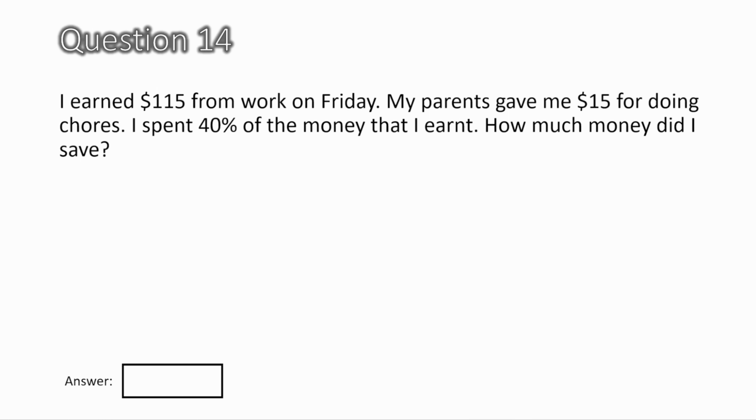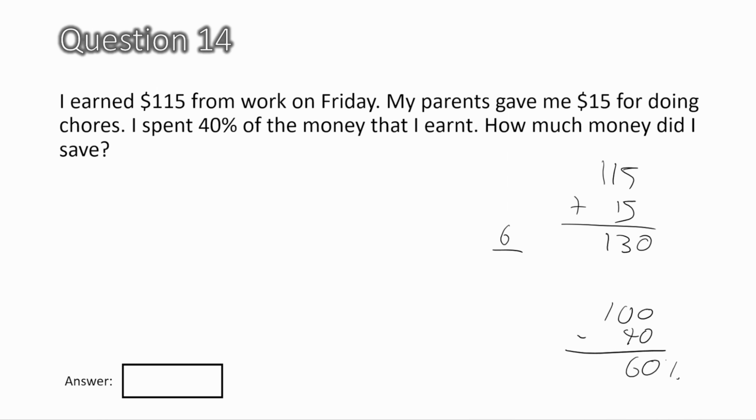Alright, let's figure out the total amount of money that they earned on Friday. That would be 115 plus 15, which equals 130. Now, we need to figure out how much of that they saved. If they spent 40%, then how much would they have saved? Since a whole is 100%, and they spent 40%, we subtract that from 100, which gives us 60%. So let's convert that to a fraction because this 130 is in whole numbers. That gives us 6/10.